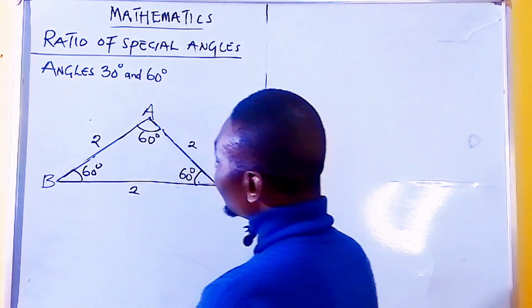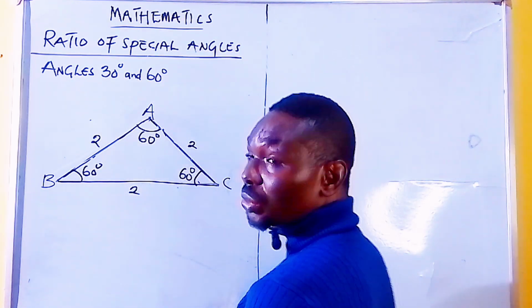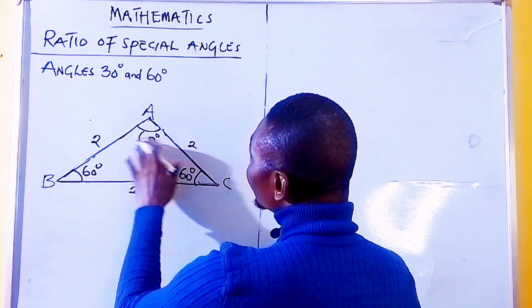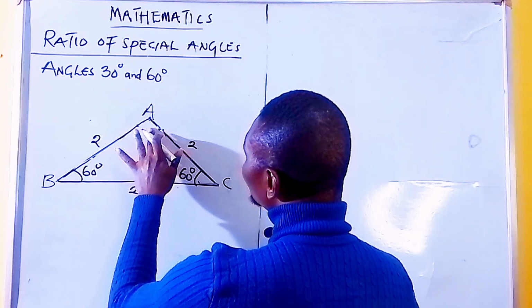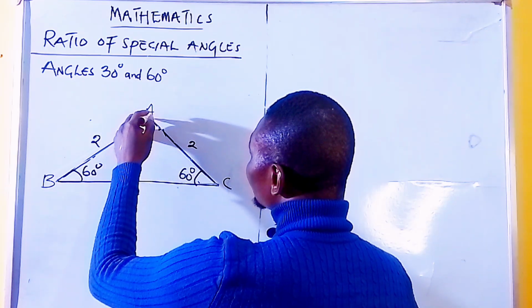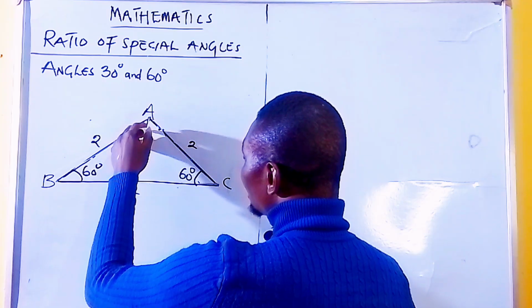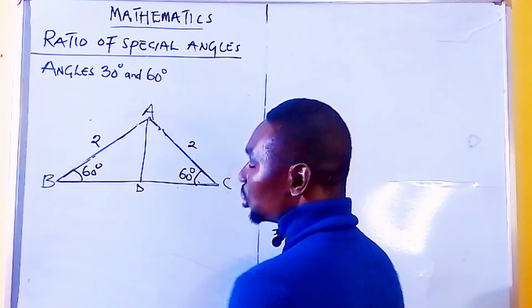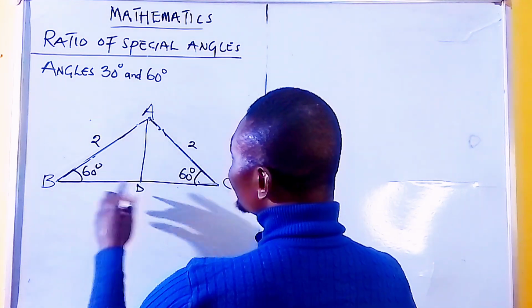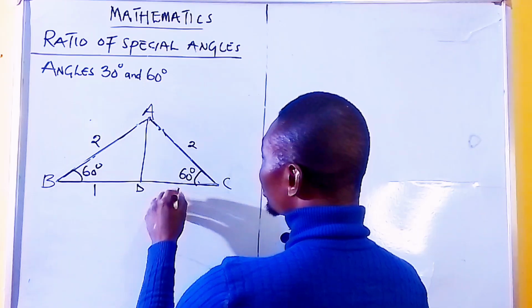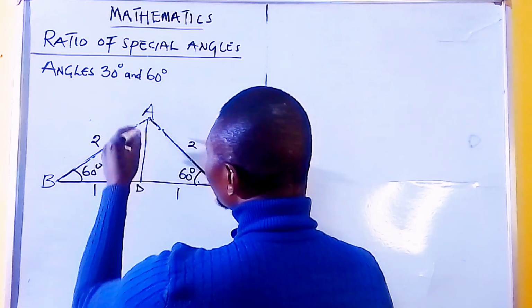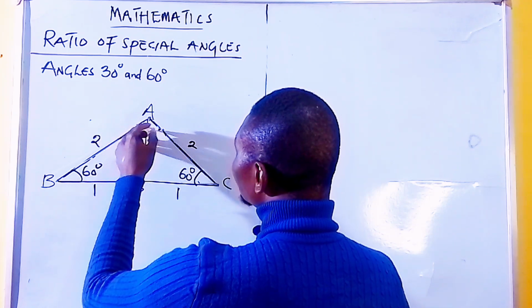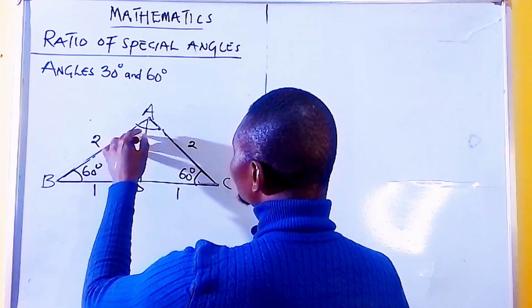But at this point, let's divide the equilateral triangle into 2 right angles. Now, if I divide this triangle into 2 equal parts by drawing a line from A to D, that is dividing BC into 2 equal parts, BD becomes 1 unit, CD becomes 1 unit. So at this point, angle A has been split into 2 parts, such that each of the angles becomes 30° each.